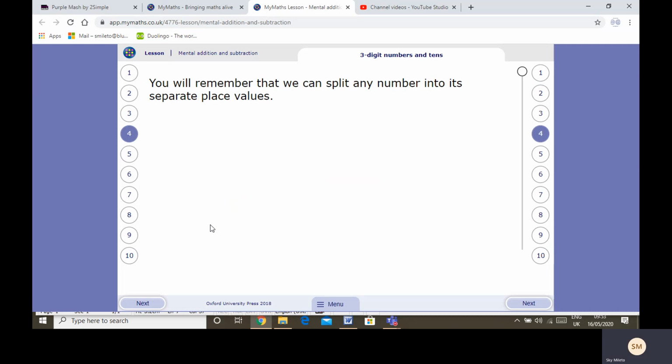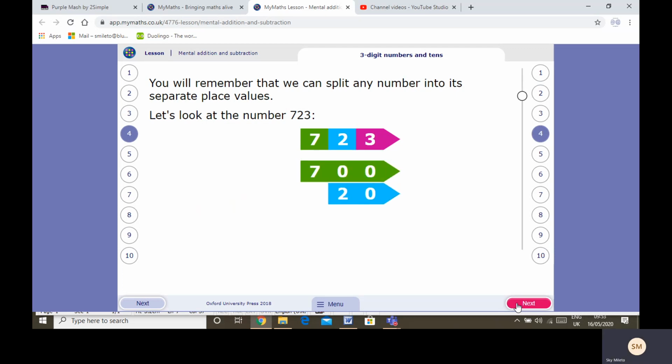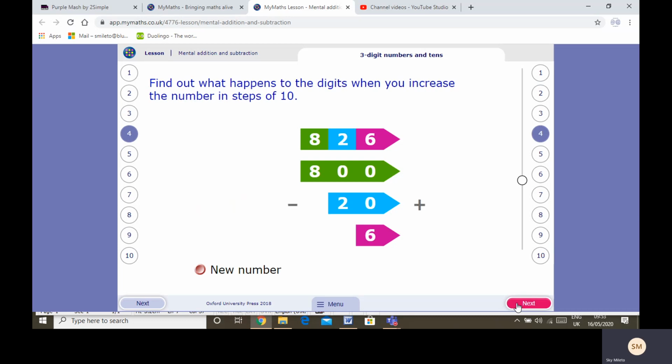So you remember that we can split any number into separate place values, okay? So you should be able to tell me what the 7 represents, what the 2 represents, and what the 3 represents. Shout it out to the screen now. 700, 20 and 3. 300, 80 and 9. Every single number will show this representation.